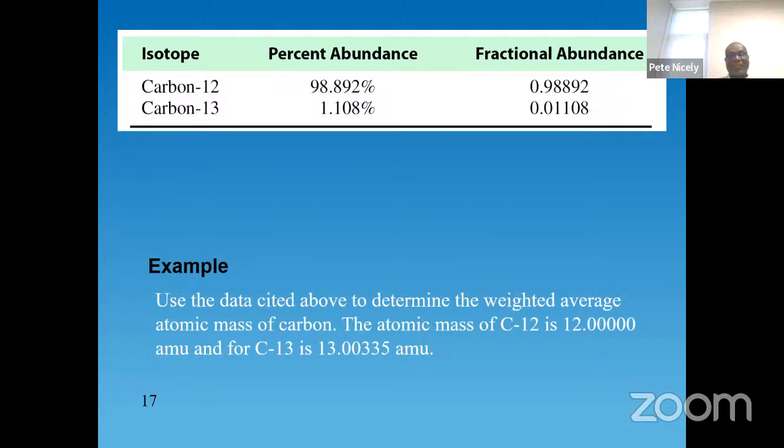Basically, the percentage abundance of each isotope for the respective elements is pretty much fixed. I mean, there are some differences throughout the universe, but approximately speaking, it would be the same. So this example is asking you to use the data above to determine the weighted average atomic mass of carbon. It gives you some data concerning the masses of the carbon-12 atom and the carbon-13 atom.